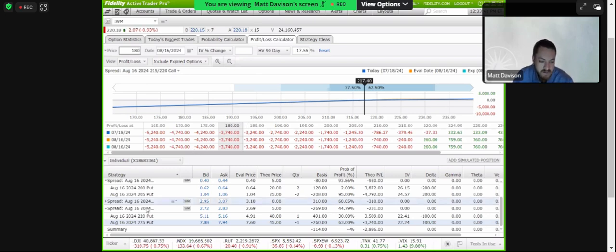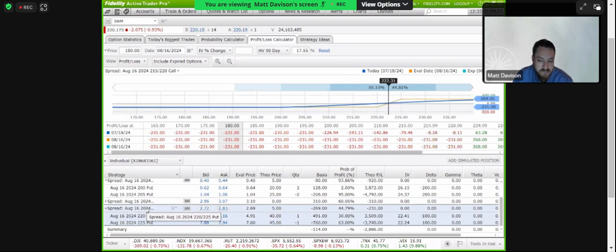With the spread, guess what? We have defined risk. Worst we could ever do is $231. This thing could go to zero. It could cease to exist by August 16th, and we're only losing $231. So that's the advantage of the spread versus the naked put.